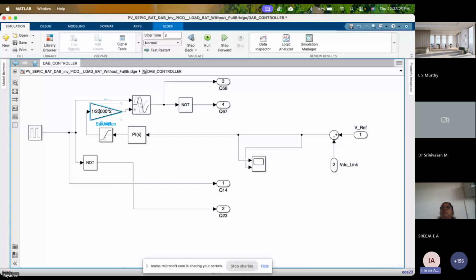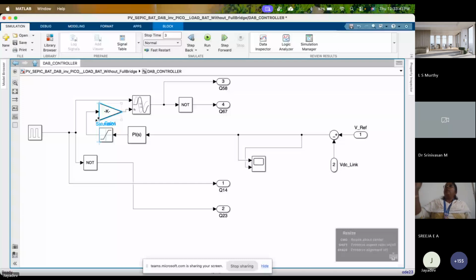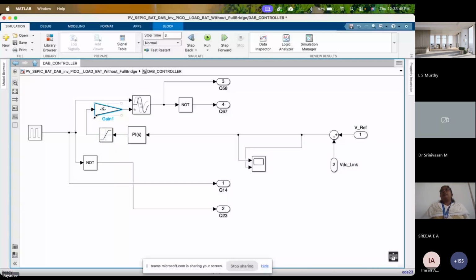Sir, the gain you are using here is converting phase shift into time? Yes, that's it only. It is by the frequency, Ts by 2, or 1 by T. Sorry, that will be 1 by f, meaning your time. You need to multiply with the time.